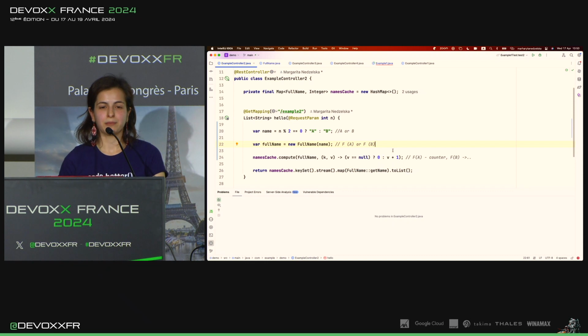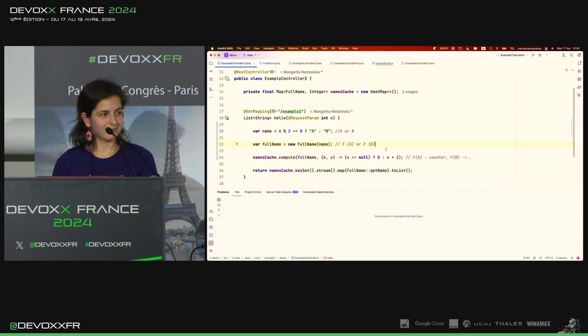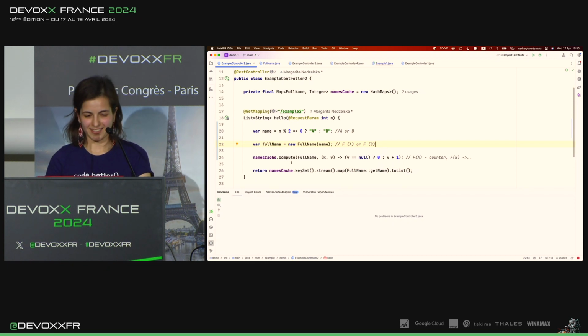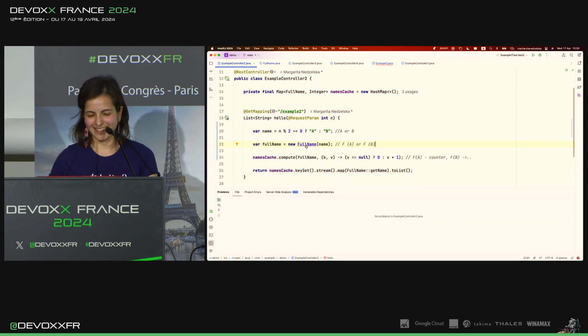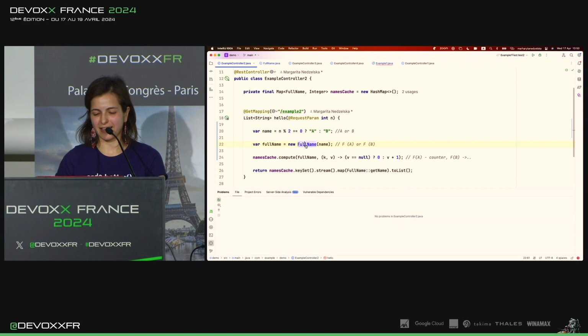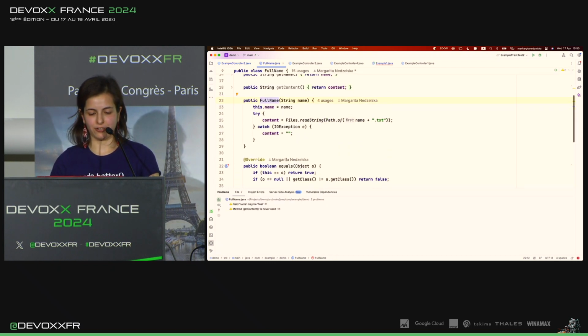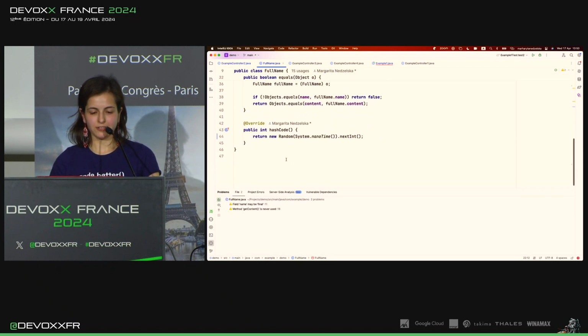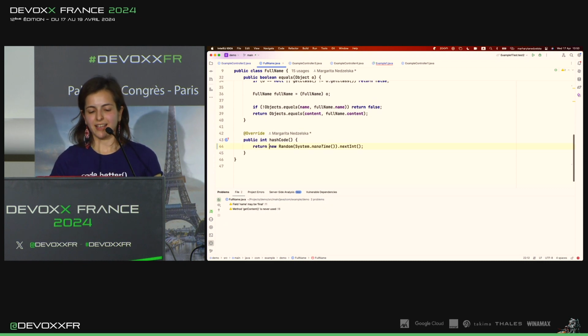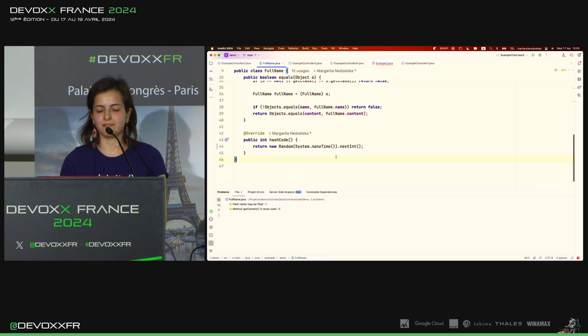Do you have any idea where the problem could be? Okay, that was pretty easy for you. Not always that easy, but yeah, indeed. Let's look at the equals and hashCode. So we see there is equals and there is a hashCode. And what does hashCode do? HashCode returns a random number.